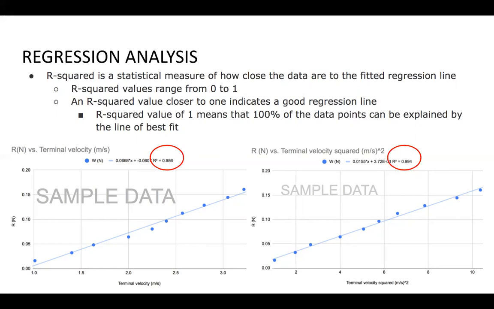If we look at air drag plotted against terminal velocity, we see that it yields an R-squared value of 0.986. Now, this R-squared value is pretty close to 1, so it means that it's a good fit. But when we look at air drag plotted against terminal velocity squared, we see that the R-squared value is 0.99. This value is closer to 1, which means that this is a better line of best fit. Therefore, drag force is proportional to terminal velocity squared.